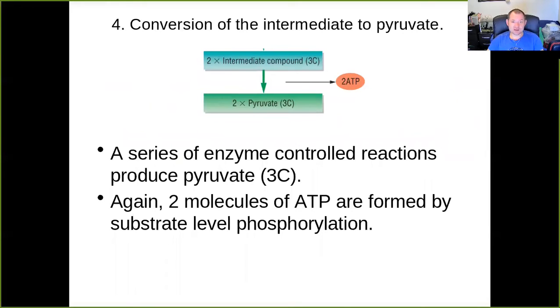Conversion of the intermediate to pyruvate. So these intermediate compounds then break down to produce pyruvates, generating another 2 ATP. So now we're ahead of the game. We started off with a couple of ATPs that we had to spend, and then we produced a couple to make us even again. Now we've made 2 more ATPs, so we're in profit. A series of enzyme-controlled reactions produce pyruvate, which is a three-carbon sugar. Again, 2 molecules of ATP are formed by substrate-level phosphorylation.